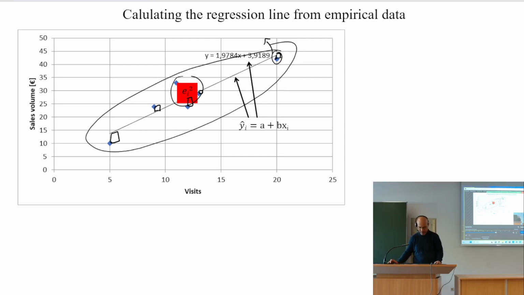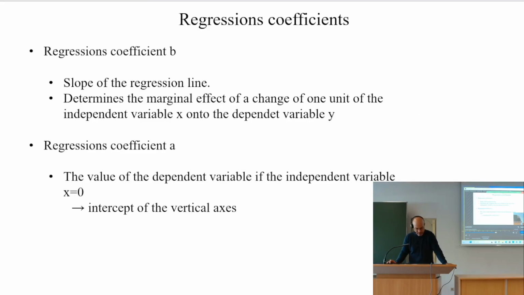Okay, so b is nothing else than the slope of our regression line, and it determines the marginal effect: if I am increasing x by 1 unit, then I know what is the increase of y in this case. And the vertical axis intercept is given just by the regression coefficient a.